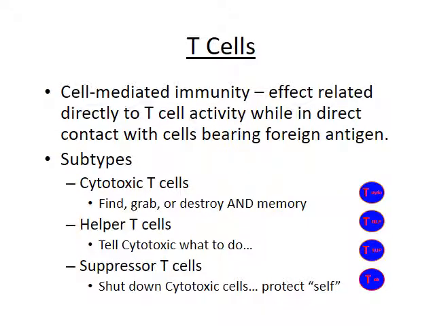So cell-mediated immunity, you have the T cells, different types of T cells working together. So you've got the cytotoxic T cells. They're going to find, grab, or destroy that invader and help create the memory. The helper T cells tell the cytotoxic cells what to do. It's more like, hey, over here, you got to get this one. So moving through, and then the suppressors turn the other T cells off, basically put them back in their cages. If these T cells get too crazy, they're going to really rip apart the body.